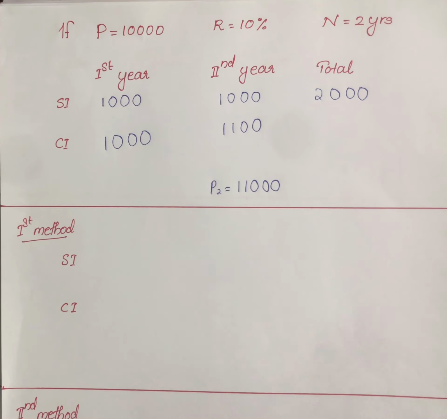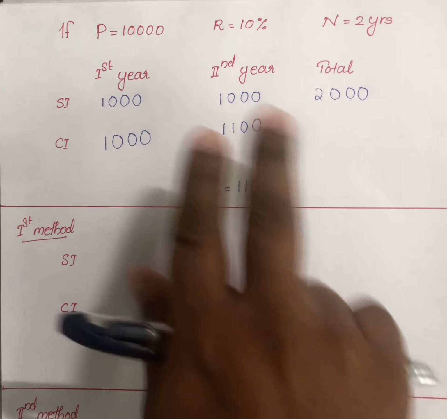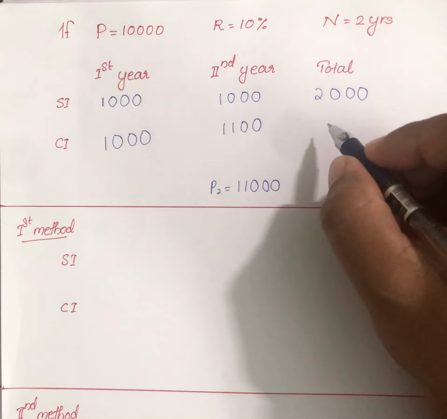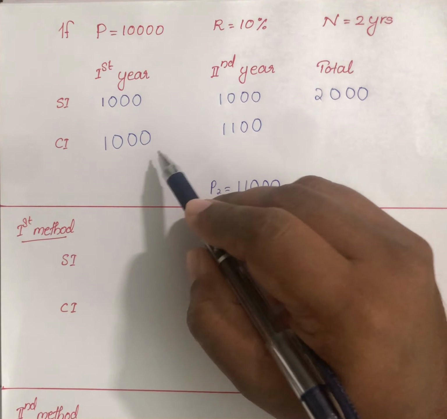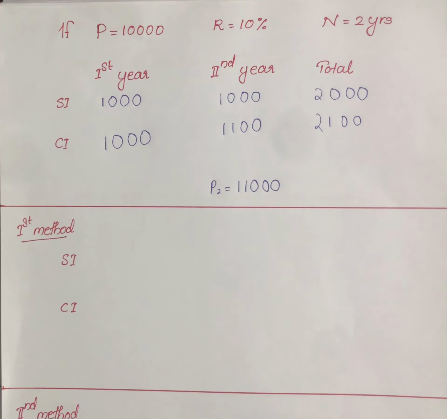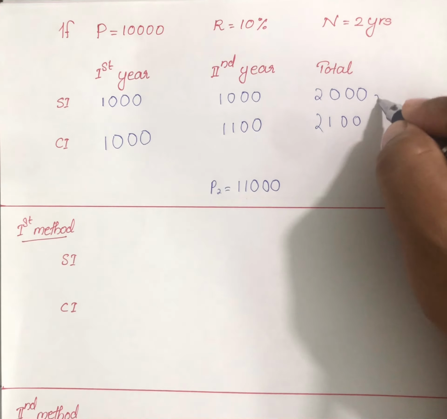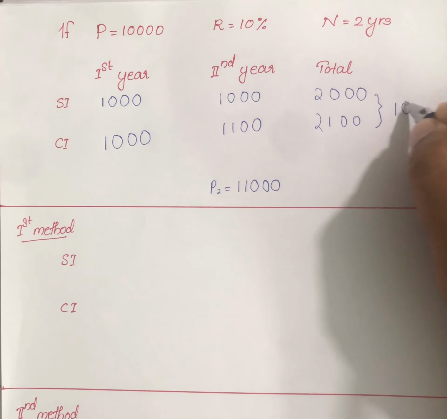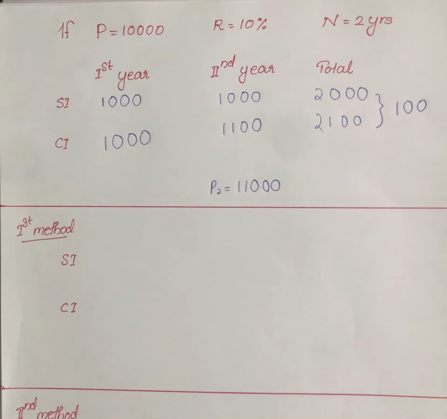So first of all, you need to have a clear idea of what is happening. So the total compound interest is 1000 plus 1100, which is 2100. So the difference between SI and CI is rupees 100. Okay, so I hope this concept is clear.